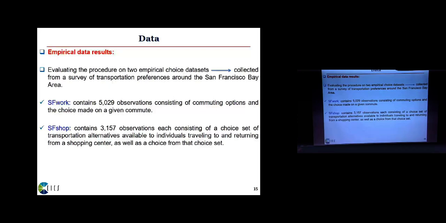And San Francisco shop contains 3,157 observations, each consisting of a choice set of transportation alternatives available to an individual traveling to and returning from the shopping centers.